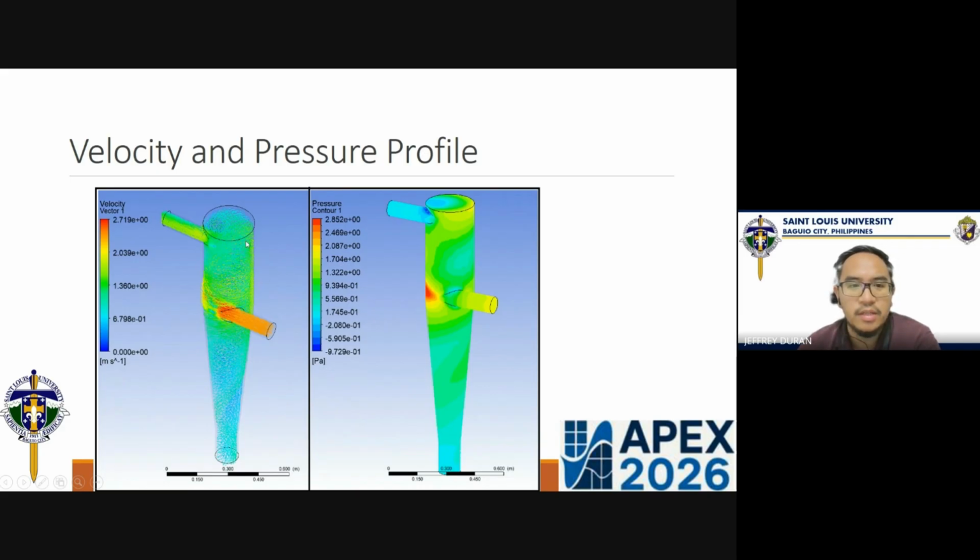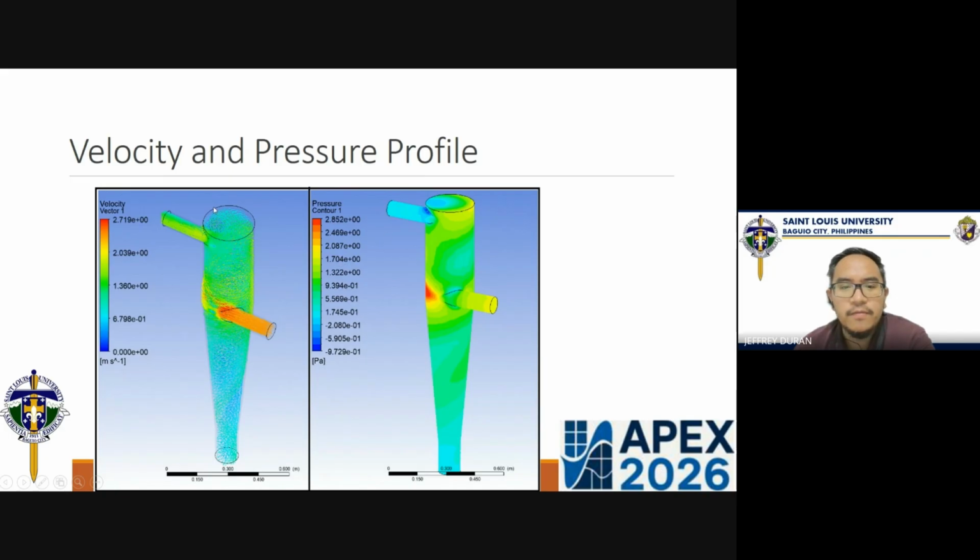So just for a comparison, the velocity and pressure profile of our device. We have here on the left side, as you can see, the inlet is reddish to orange color to signify that it has a high inlet velocity. As it traverses through our cyclone separator, if you can notice, there is a loss of energy, or loss of velocity, I should say, on the lower part. Some of the particles, due to the low velocity, will be falling down, and some of it will be moving through this outlet.